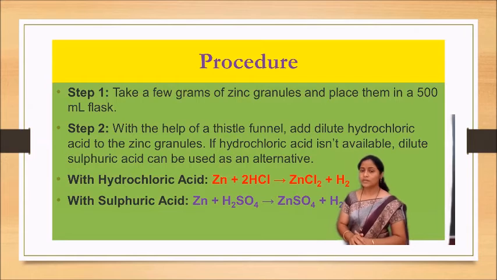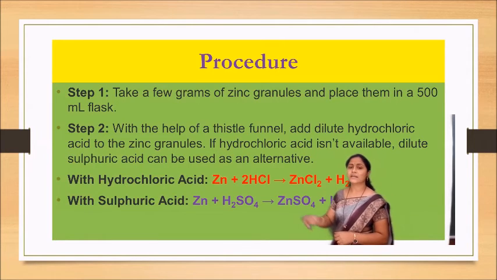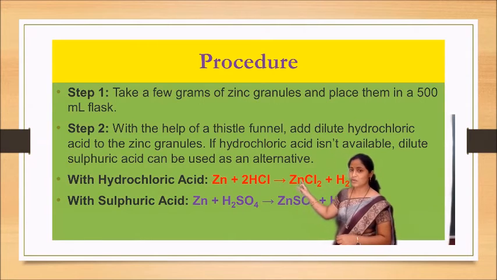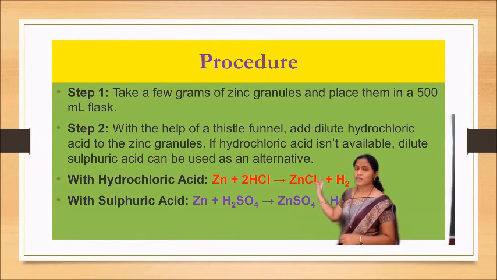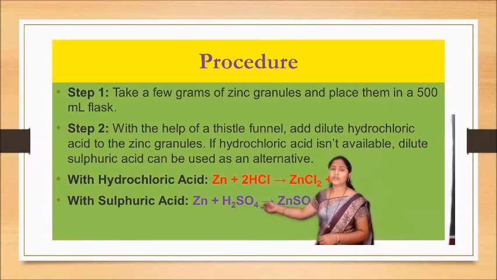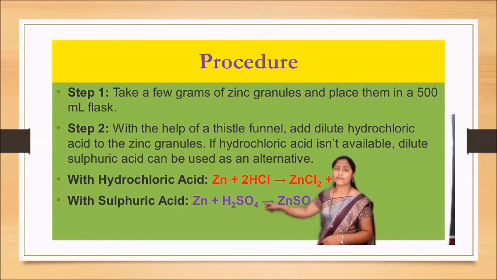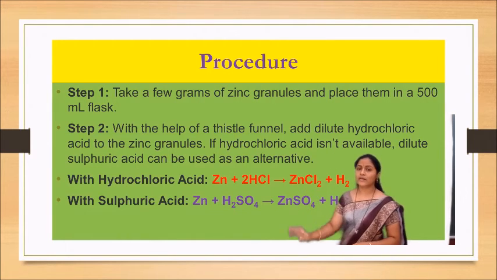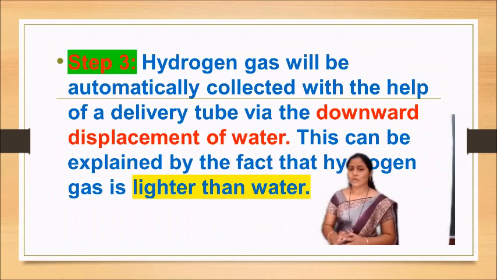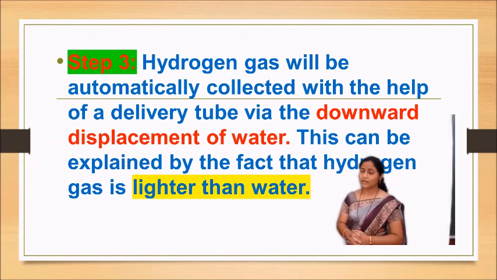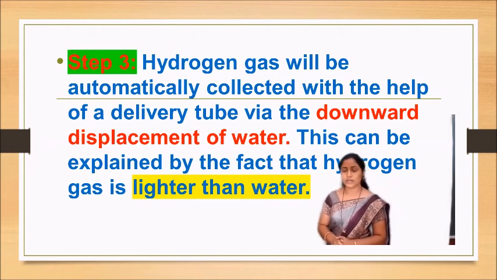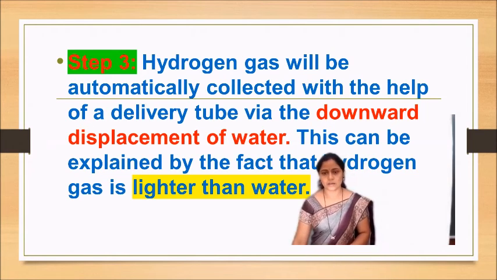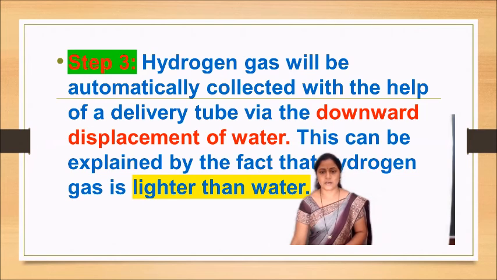Here I am showing you the chemical reaction which is taking place inside the flask. Whenever zinc reacts with hydrochloric acid, there is a formation of zinc chloride as well as hydrogen gas. If dilute hydrochloric acid is not available, you can go for dilute sulfuric acid. Whenever sulfuric acid reacts with zinc, there is a formation of zinc sulfate and hydrogen gas. Now, what is the last step? As I told you, the collection of hydrogen gas is very important, and you have to go for the downward displacement method because it is the lightest, and due to that we have to go for that.